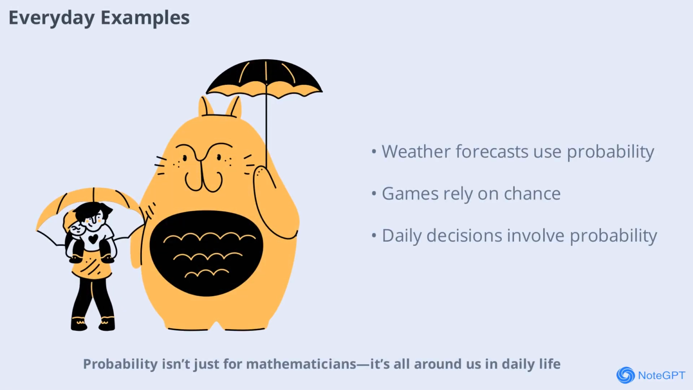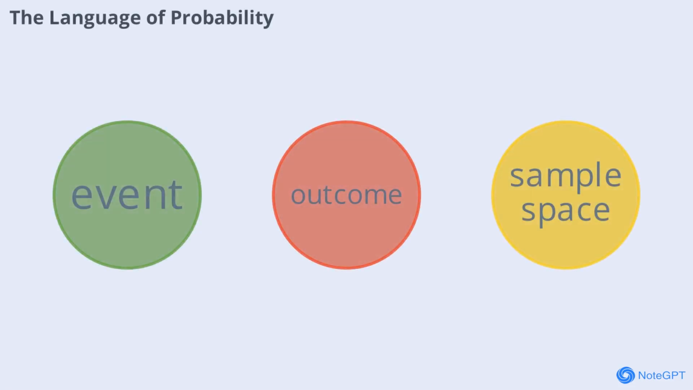Probability isn't just for mathematicians, it's all around us in daily life. Think about checking the weather forecast before leaving home. When you hear there's a 70% chance of rain, that's probability in action. Or consider playing a board game and rolling a die. The chance of rolling a 6 is a classic example of probability. Even deciding whether to bring an umbrella or not is a decision influenced by probability. By understanding these everyday examples, we can see how probability helps us make informed choices and manage uncertainty in our lives.